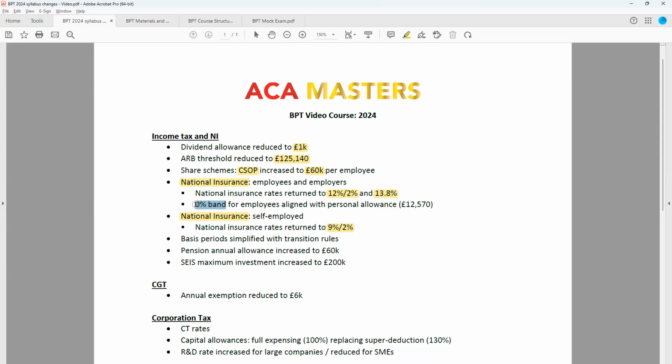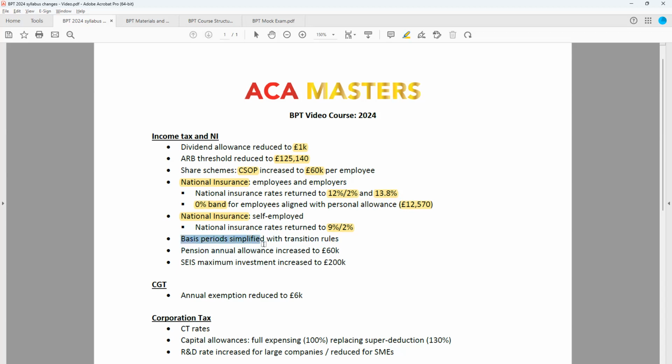The 0% band for employees is now aligned with the personal allowance. But again, that's something you would look up in the exam. Something very detailed and specific like that is something I would definitely be looking up in the exam. The key for BPT is identifying where it would be relevant, and we'll be working on that a lot during the course.